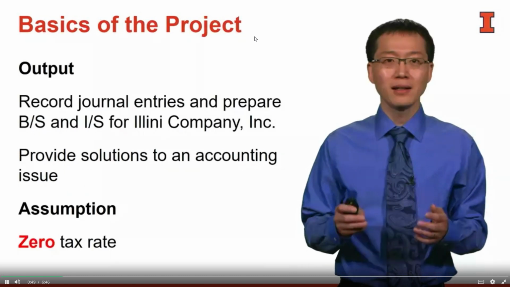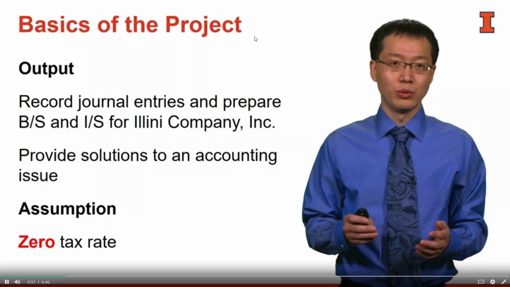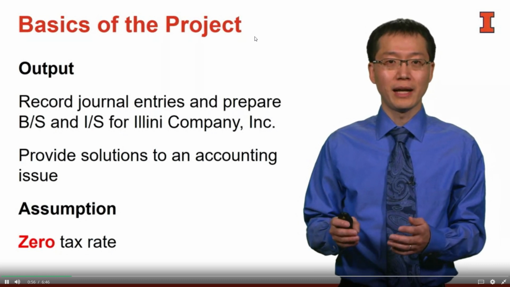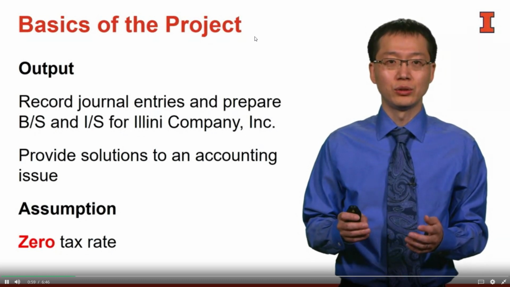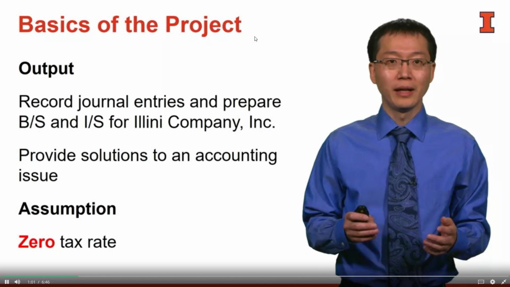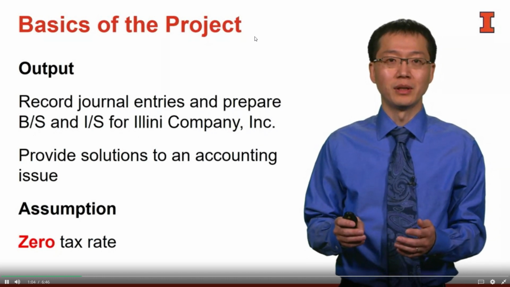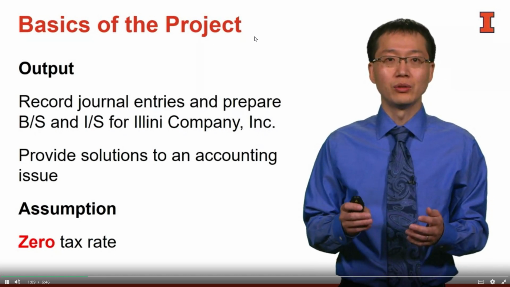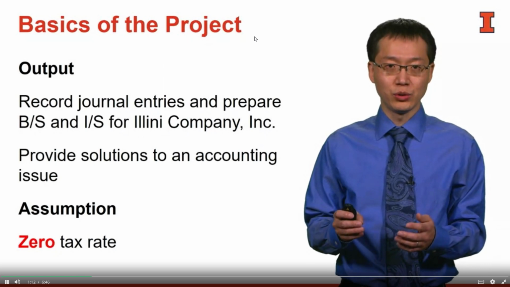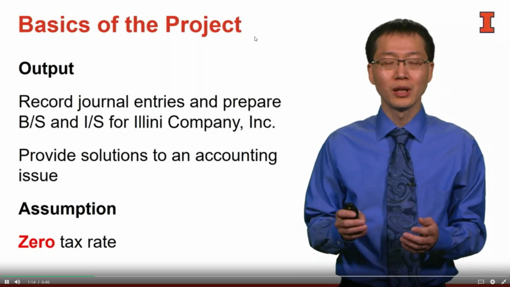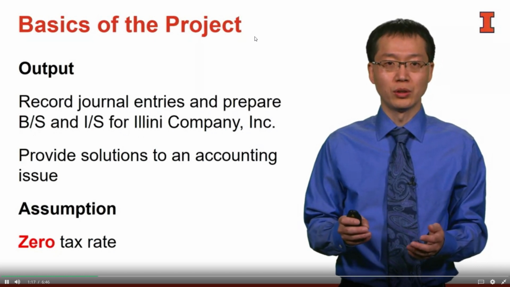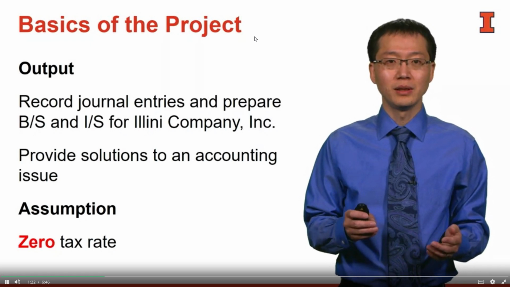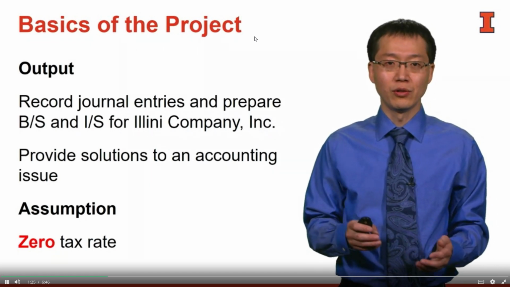Then you need to analyze these transactions and record the related journal entries. Based on the journal entries you have recorded, you will need to prepare the balance sheet and income statement for the company for both years. In addition to that, you also need to analyze one accounting issue raised by the top managers and provide your own solution to the problem. For simplicity, let's assume the tax rate is 0 for this project.